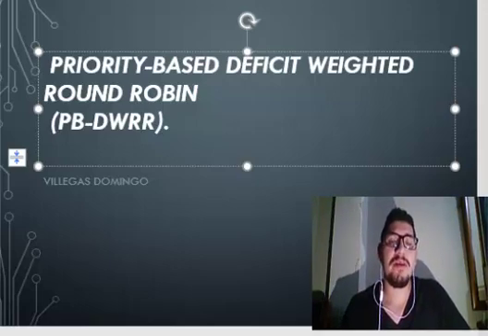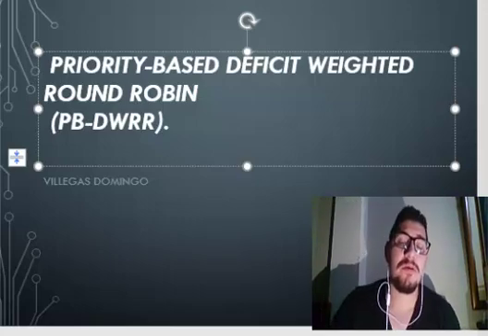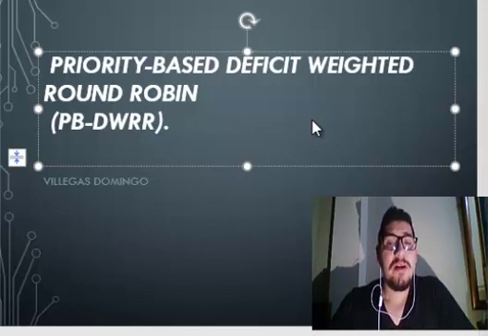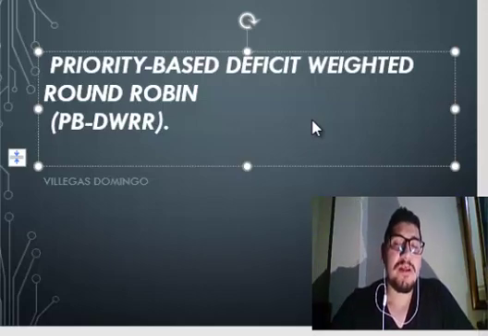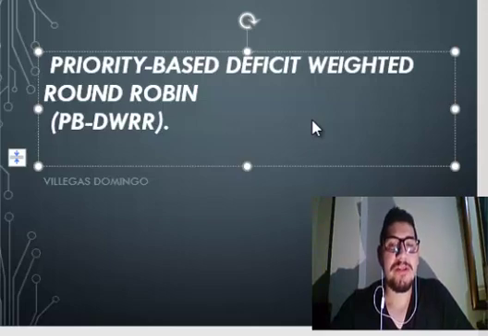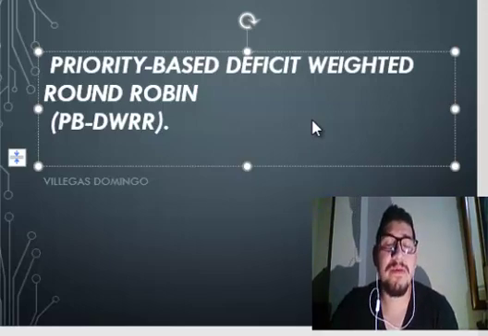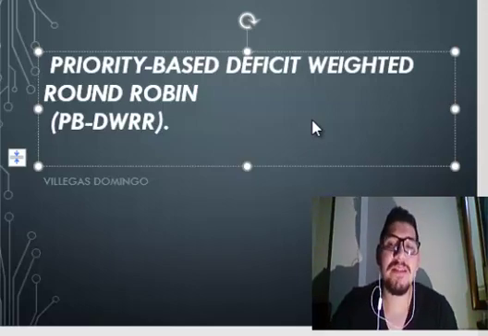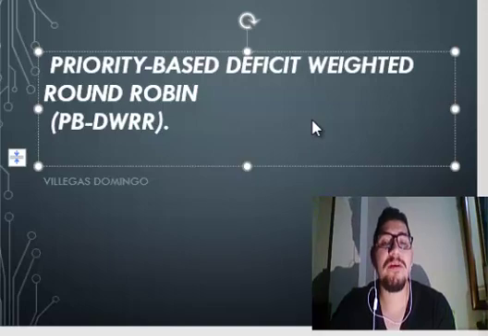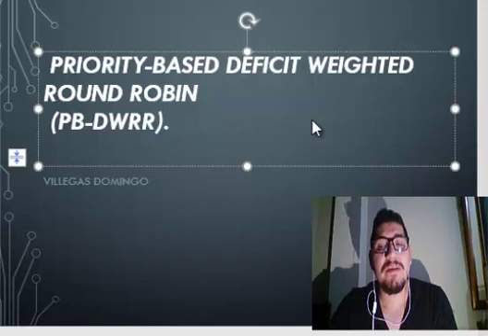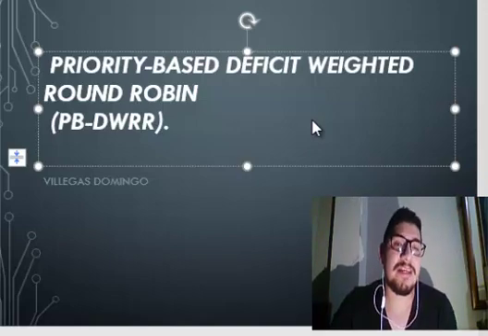Today I talk about the priority-based deficit round robin. First, this algorithm allows for the administration of packets in a network or the available application quality. This algorithm uses PQ, which is priority queues, and provides the advantage of DWRR in order to give better service to the traffic that is transmitted in real time.